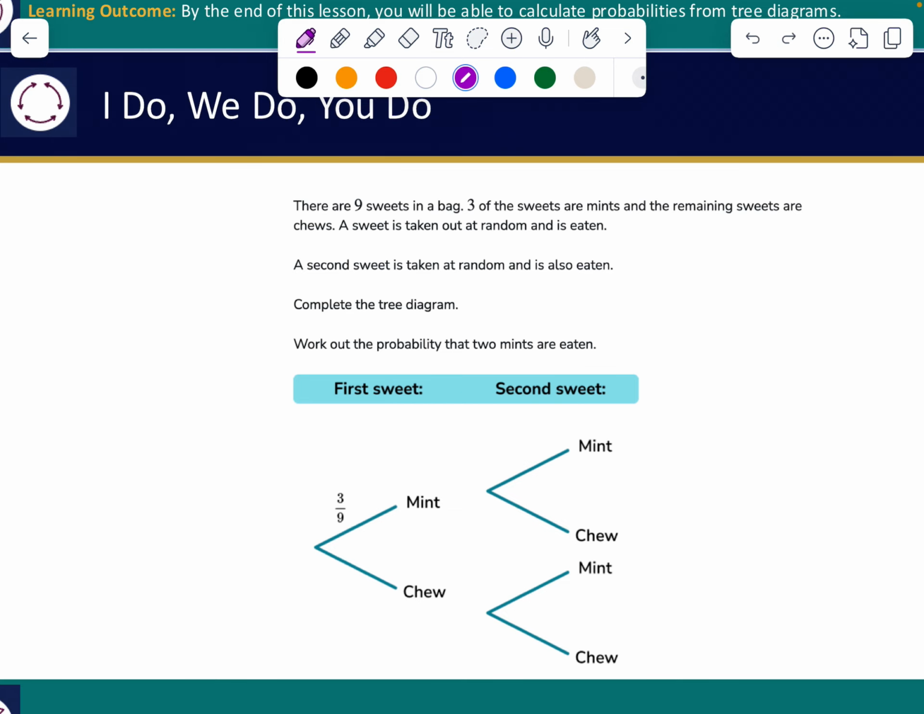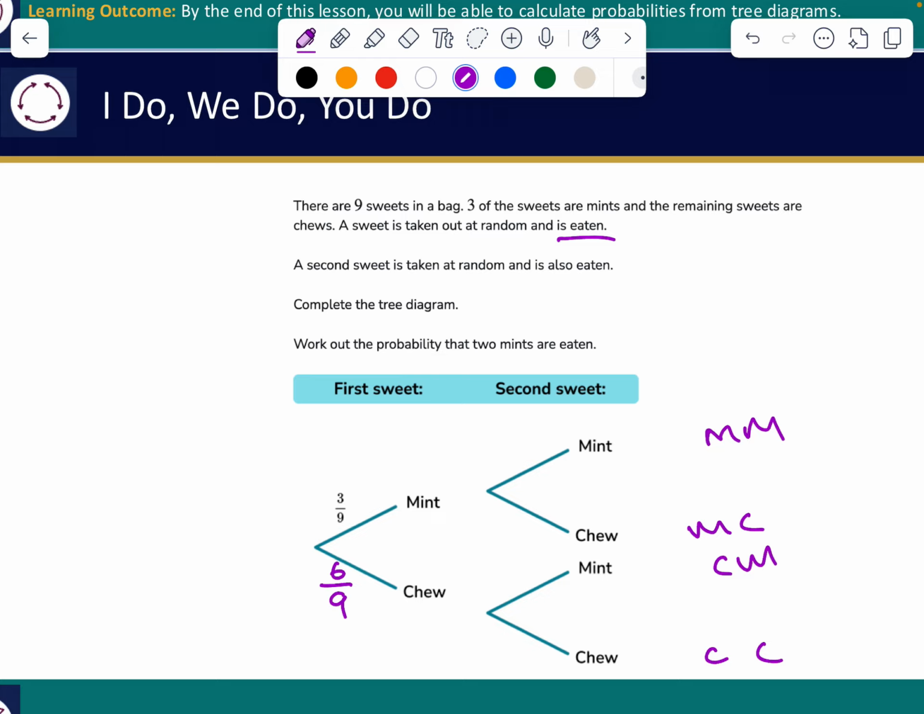And the remaining ones are chewy sweets, or chew sweets. We're going to take one at random and then it's eaten. And then we're going to pick another sweet. So this one event depends on the other. So again, if we're eating them, we can still get a mint and a mint, a mint and a chew, a chew and then a mint, or a chew and chew. To complete the first one, you've got 3 out of 9 and 6 out of 9.